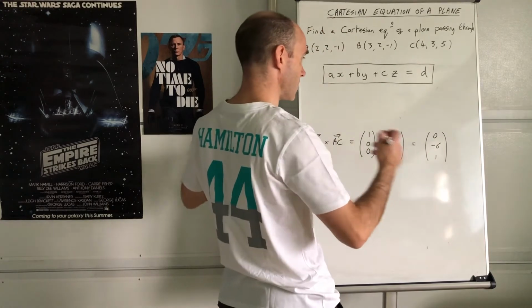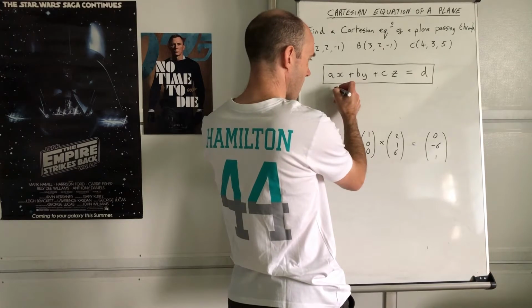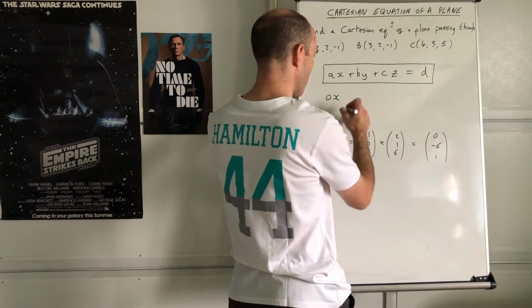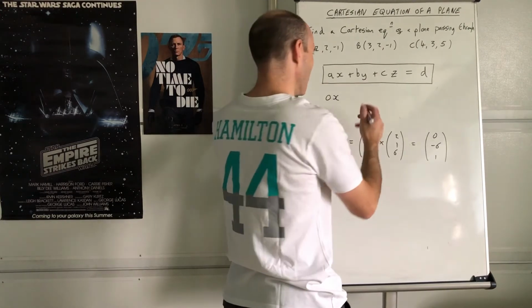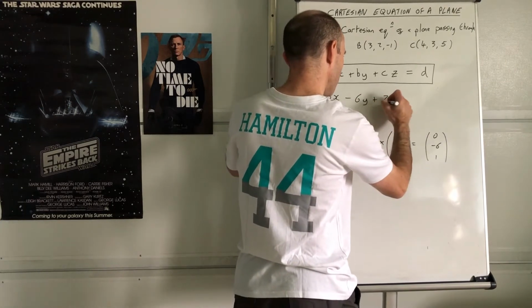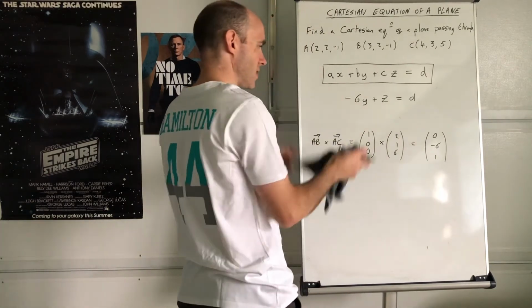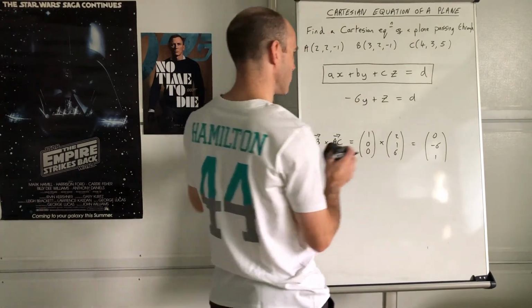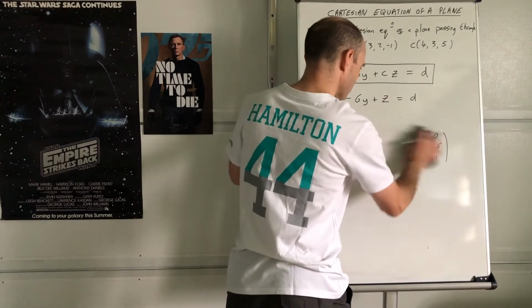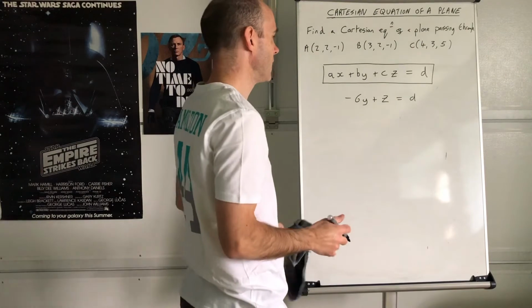So that means the equation of the plane is, well, that's fascinating, 0x, no, subtract 6y plus z equals d. Of course, you don't need to write the 0x in the equation. So 0, negative 6, 1. I've got that now. That's interesting. I wasn't expecting there to be no x component, but there you go.